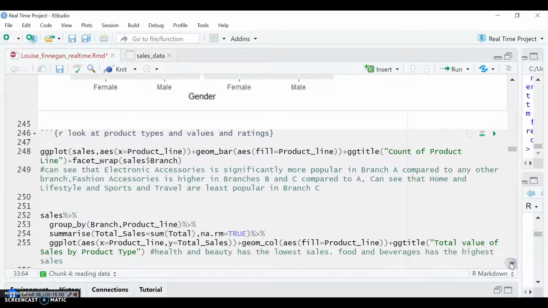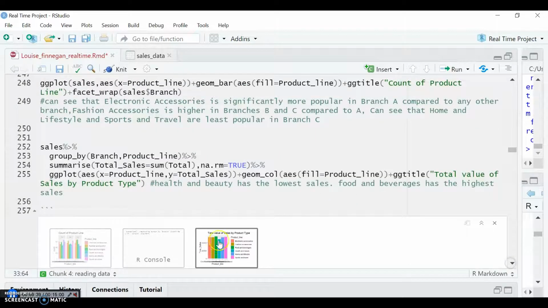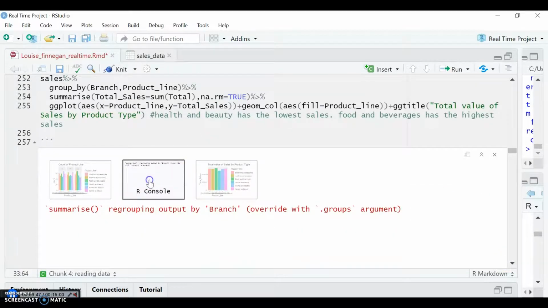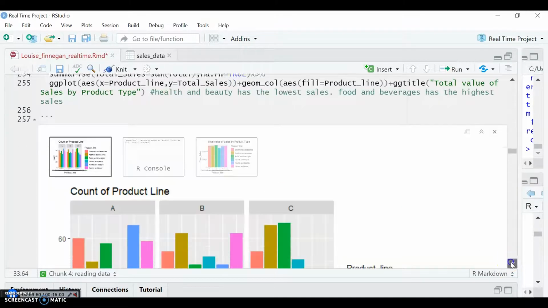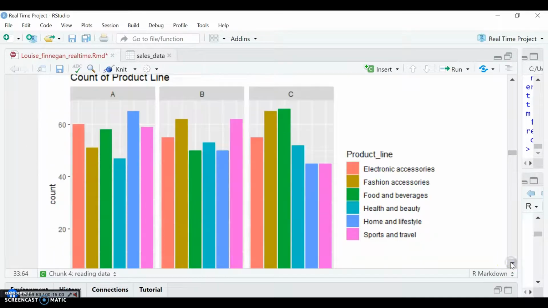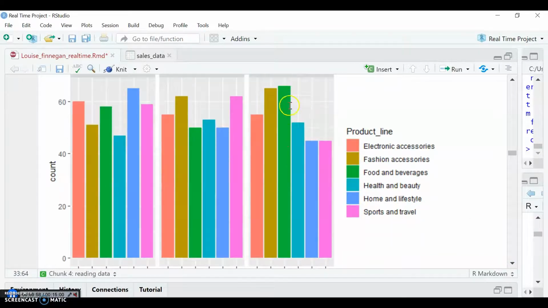Then I looked at the product types and values and ratings. So this is just very much have a look and see what's happening in the column with the products. So I looked at the product lines at each branch, how many invoices there were for each one, and we can see that food and beverage is very popular in branch C. We can see that home and lifestyle is very popular in branch A. We can see fashion accessories quite popular in branch B and C, not so popular in branch A. And we can then see health and beauty is amongst the lowest of the popular items in general across all of them.